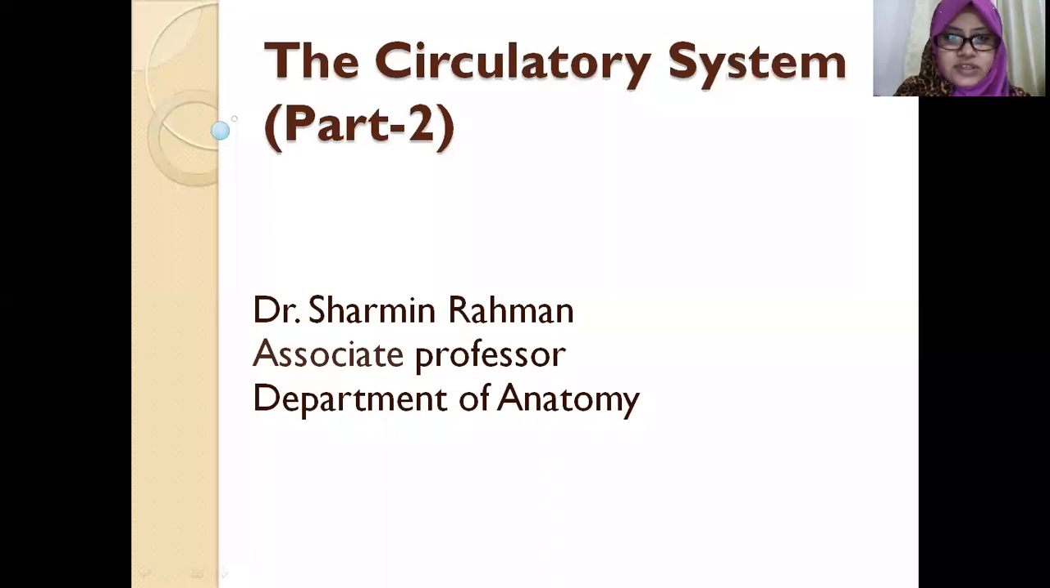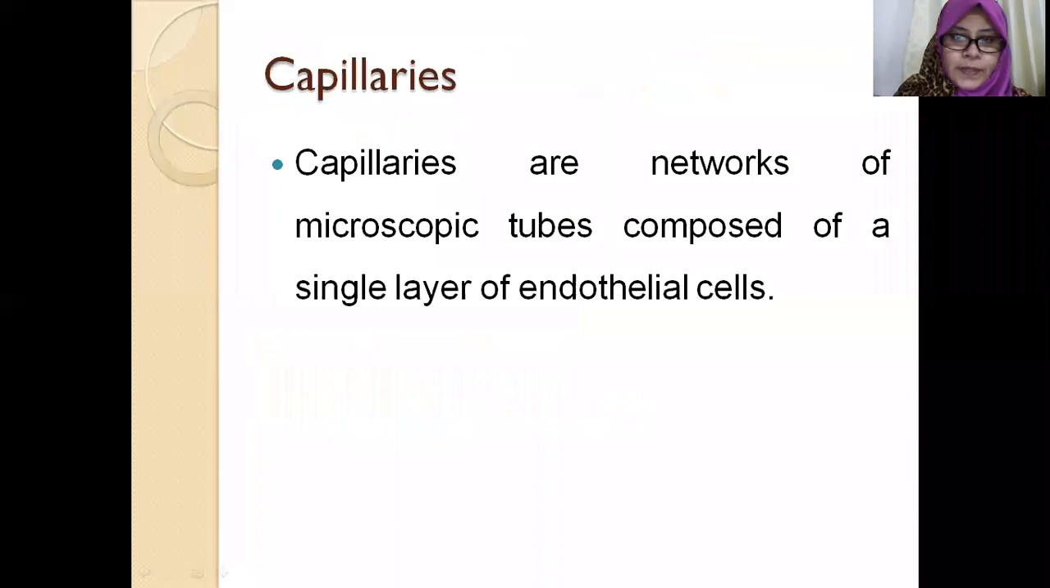Today I'm going to discuss the circulatory system, part 2, which contains the capillaries and veins. Capillaries are networks of microscopic tubes composed of a single layer of endothelial cells.